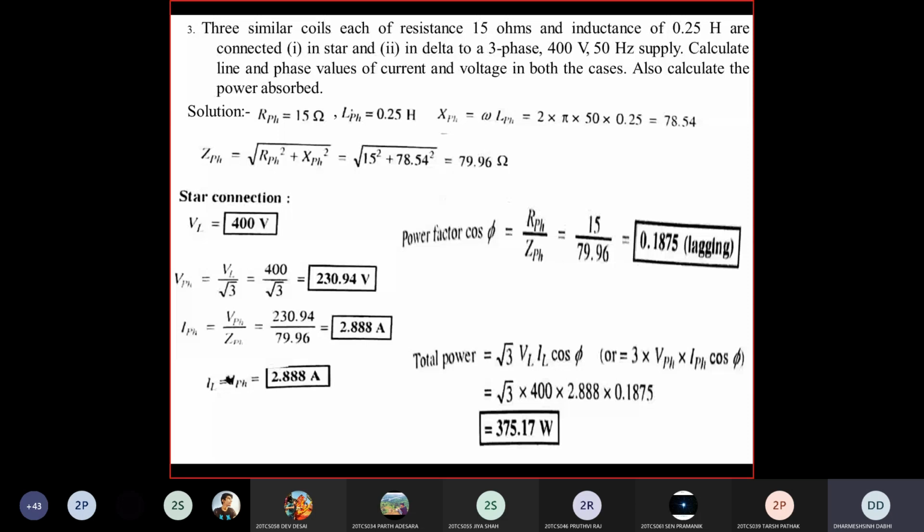So what is the delta connected system, the voltage relation between phase voltage and line voltage? The voltage will be the same. Okay, so VL is equal to VPH, which is equal to 400 volts.